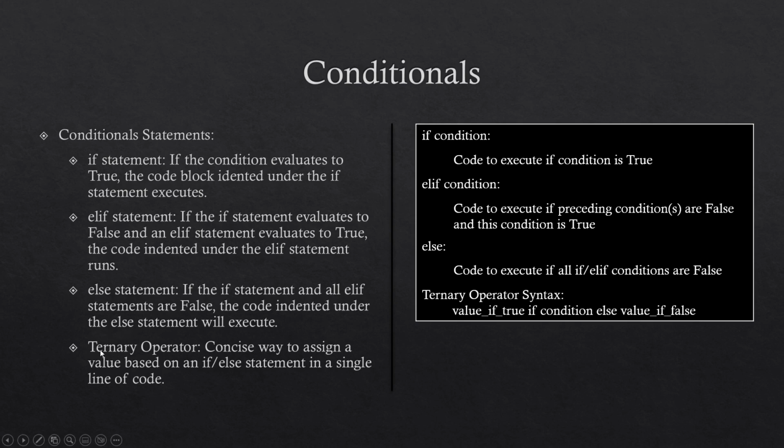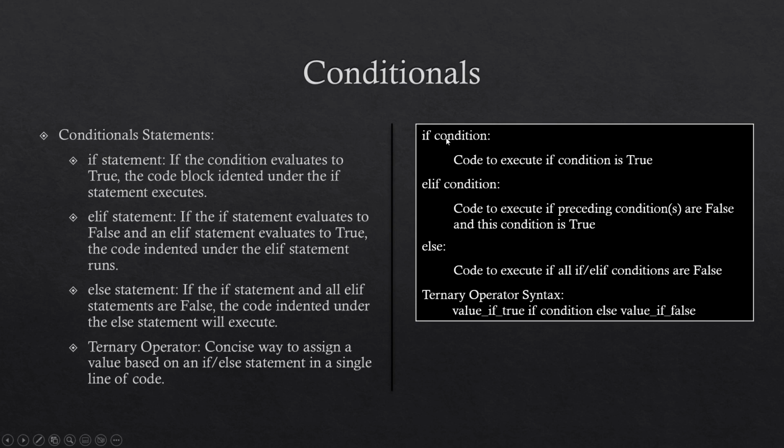Then there's a thing called a ternary operator, which is a concise way to assign a value based on an if-else statement in a single line of code. So if you have a variable that you want to assign one of two values to based on whether or not a condition is true, one for if the condition is true, one for if the condition is false, a ternary operator is a very concise way to go about doing that. And over here on the right, we have some syntax for it.